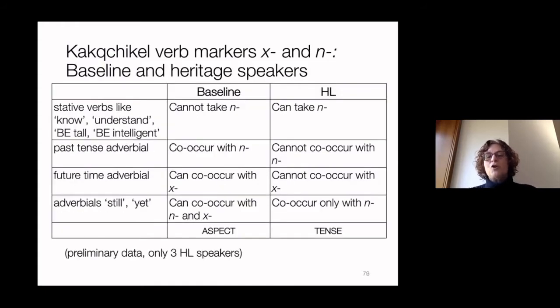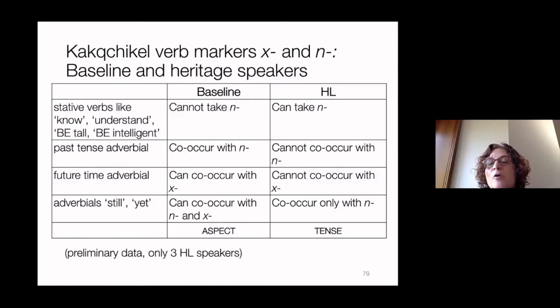But now let's take a look at the baseline and heritage speakers. So far, we've only tested 3 people, so this is very preliminary, but this was a comprehension study. As I said, in the baseline, stative verbs cannot occur with na. Heritage speakers allow those. Past tense adverbials cannot occur with na verbs. Heritage speakers allow that. Future time adverbials cannot occur with sha.